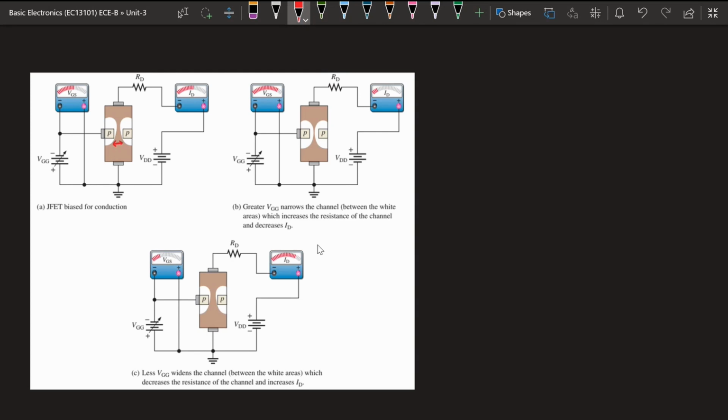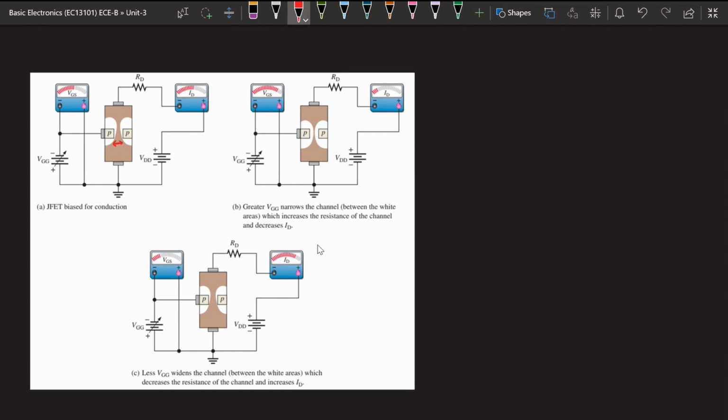In the next case, if we apply a greater VGG, that means a greater VGS. If we increase VGS in the negative direction, because we have biased in reverse, and make it more negative, then it will narrow the channel. So the channel between these two gates will be narrowed.